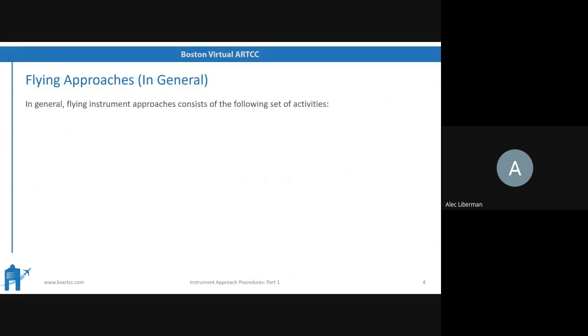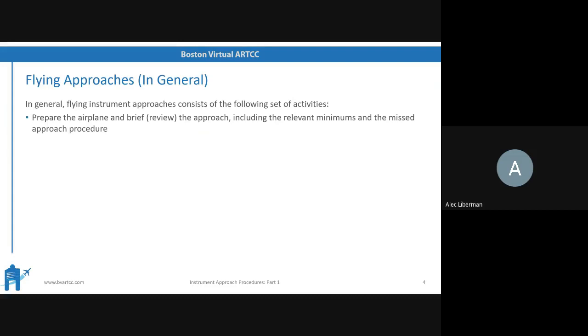Generally speaking, you have a couple of different activities to fly an instrument approach. First, you have to prepare the airplane and brief the approach with the rest of the flight crew, to include relevant minimums, which is the lowest you can fly without seeing the runway, and the missed approach procedure in case you hit the minimums and don't actually see the runway.